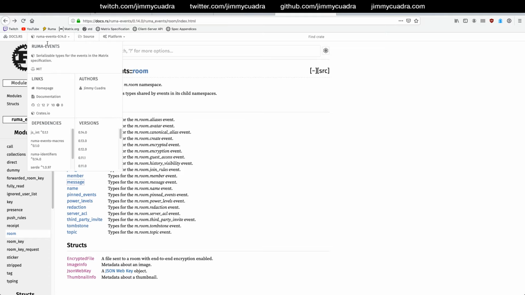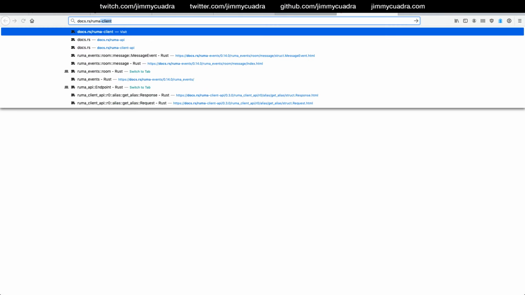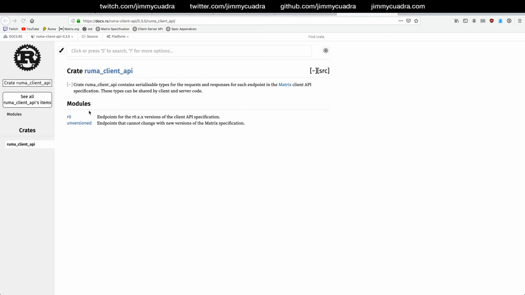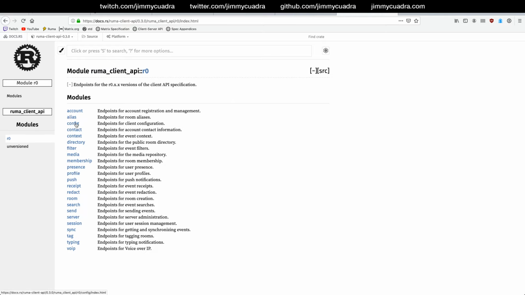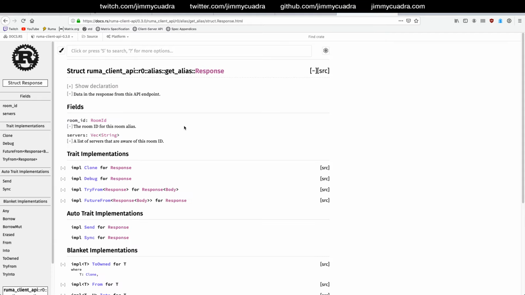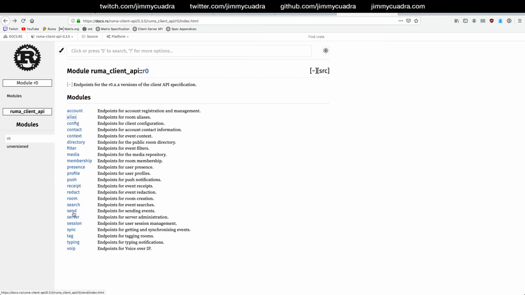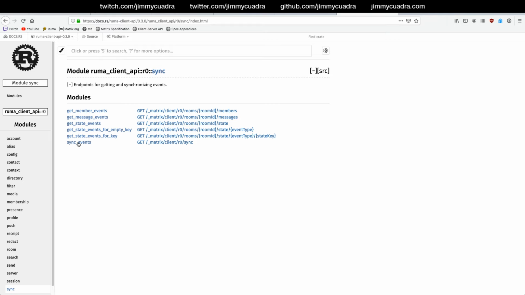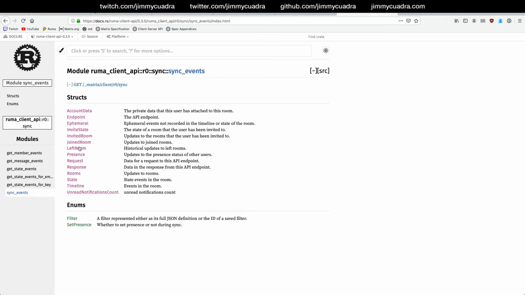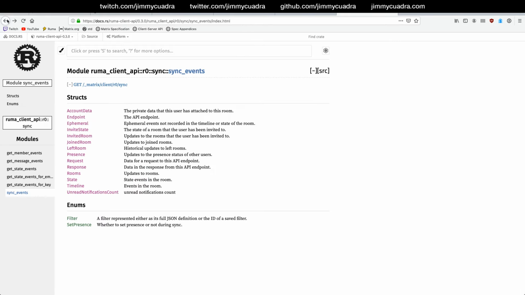But the problem with that is that when you're deserializing a larger data structure, like in Ruma Client API, when you actually get to working with the API, then you have stuff like this where, I guess that's not a good example because it doesn't have an event in it. Let me look at something like sync. So sync events, somewhere in here we're going to have some state events or something.